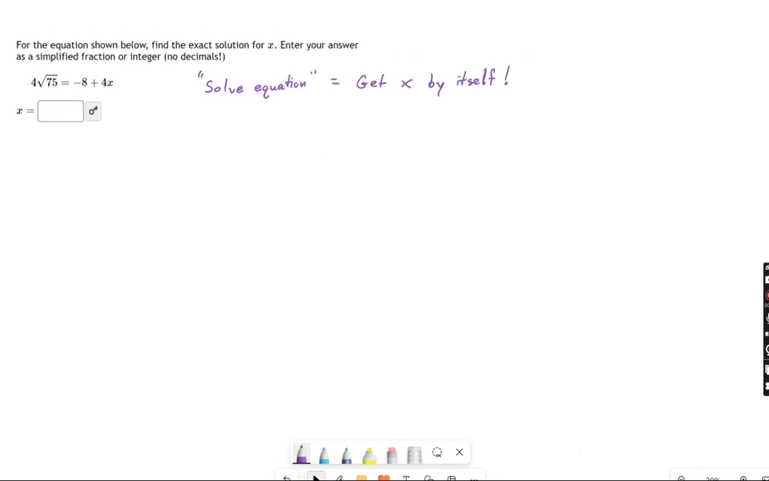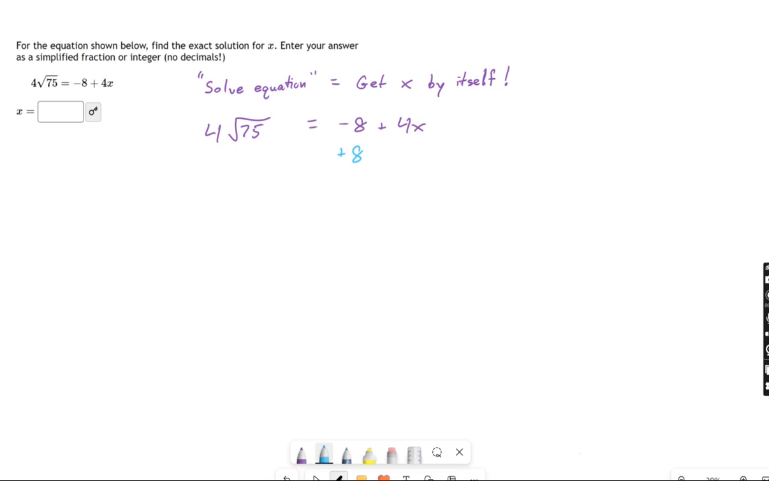And here's the way we're going to go through this. I'm going to start by just writing this equation down a little bigger so we have some space to work with it. So I have 4 square root 75 equals negative 8 plus 4x. And I'm going to attack all the things that are keeping x from being by itself. First one I see is this minus 8 right there.